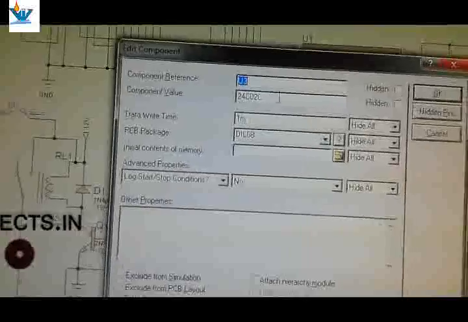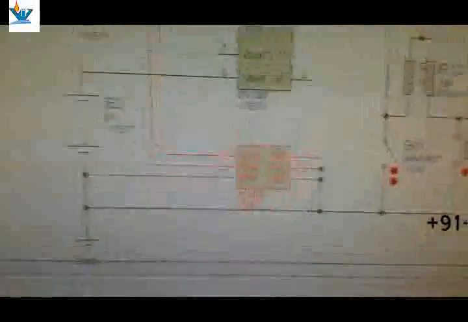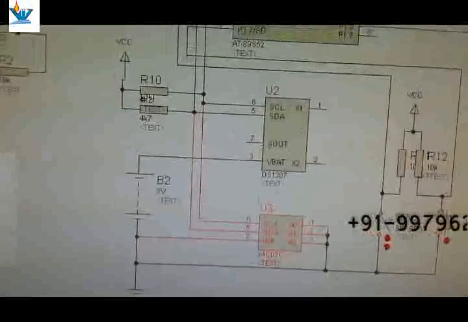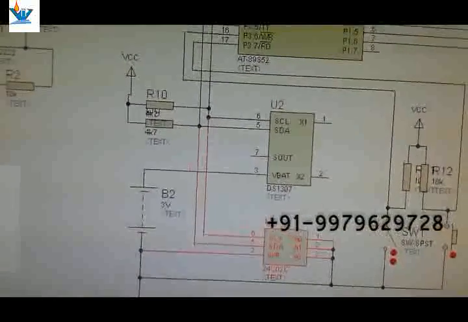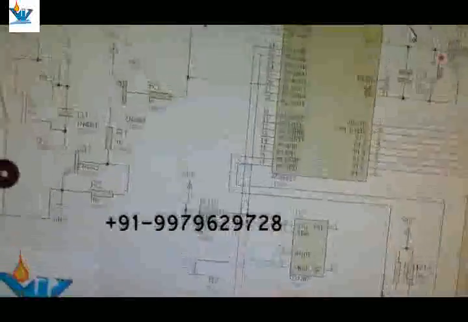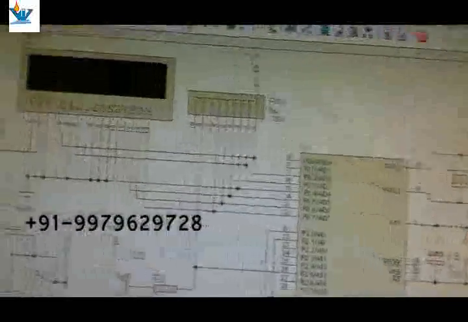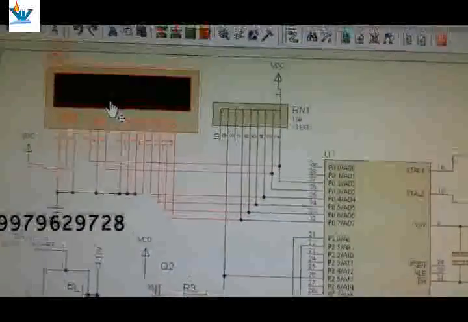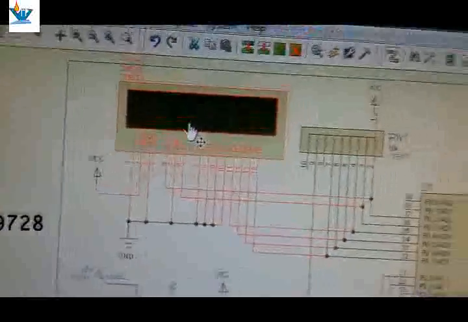We are using 24C02. These both chips are attached in serial communication mode with the 8051 with a 2-wire interface. Here is an LCD for user interface.